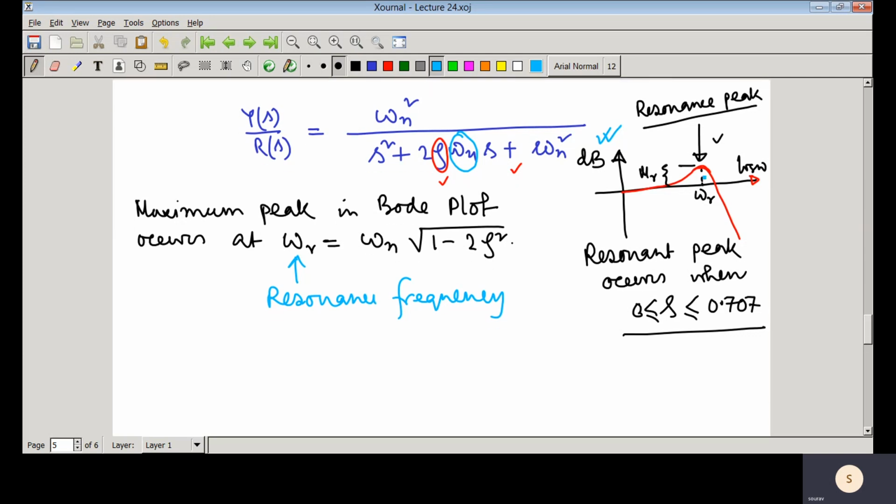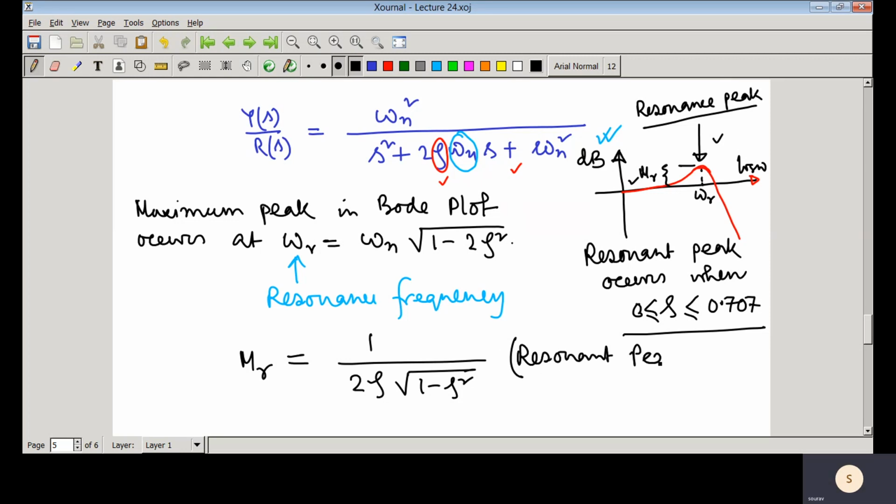Whenever we do the Bode plot, we will get that. Then what would be the maximum peak? This maximum peak is MR. So MR is 1 over twice zeta square root of 1 minus zeta square. I am not going to show any derivation, as it can be done easily. So this is the resonant peak, and this value is MR.